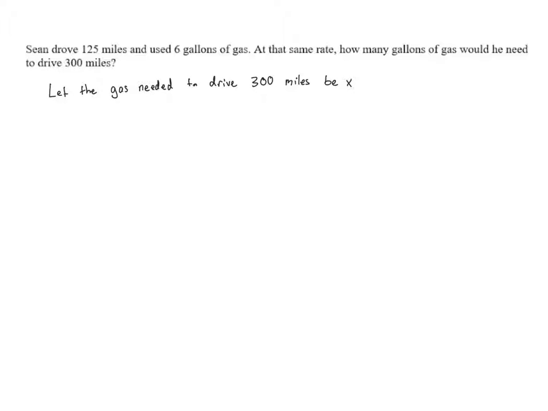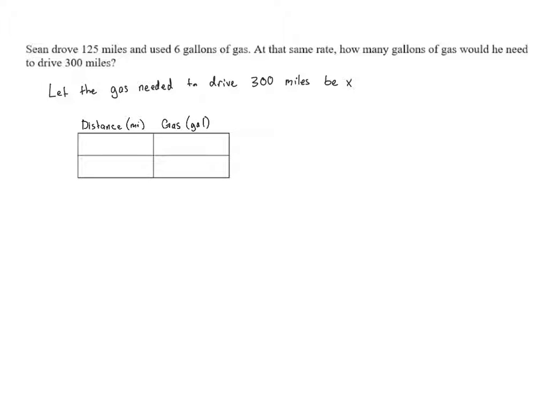So this is going to be a proportion problem, and we're going to solve it by using a table. Now they say that Sean drove 125 miles and used 6 gallons of gas. So the quantities that we have in this problem are distance, which is measured in miles, and gas, which is measured in gallons.